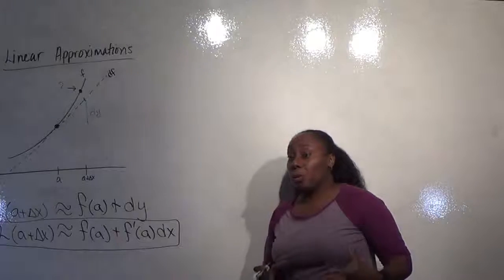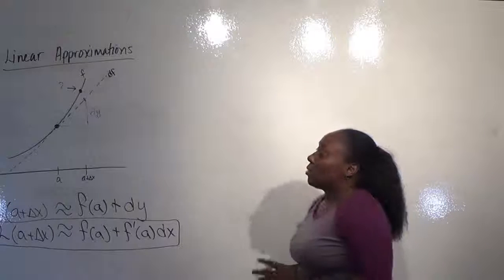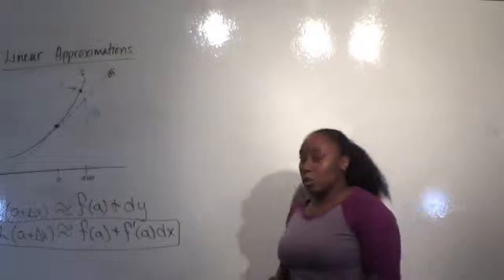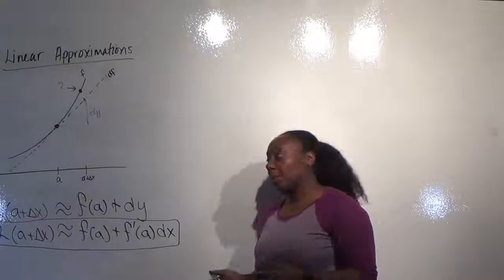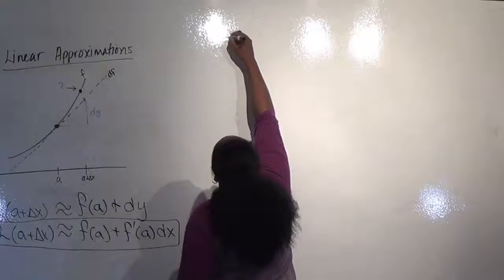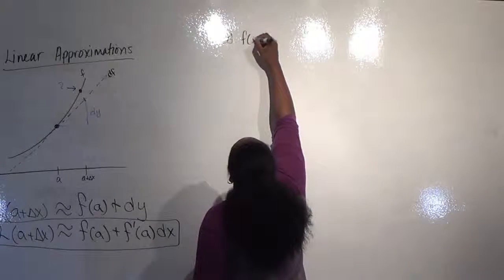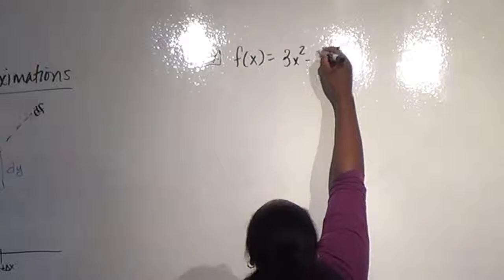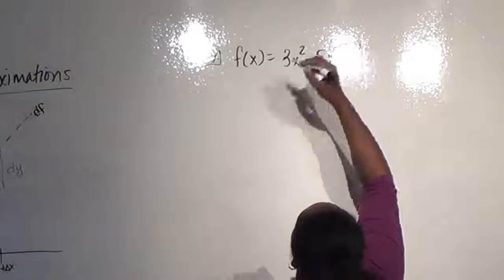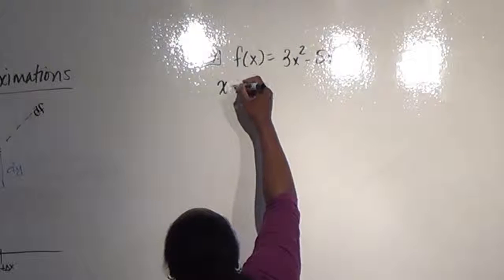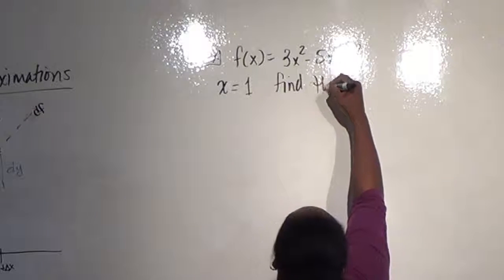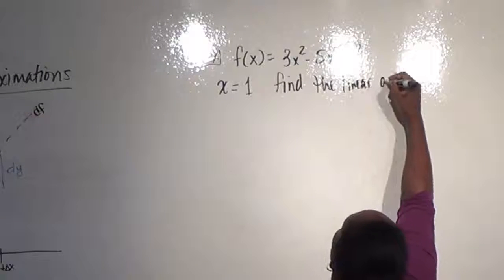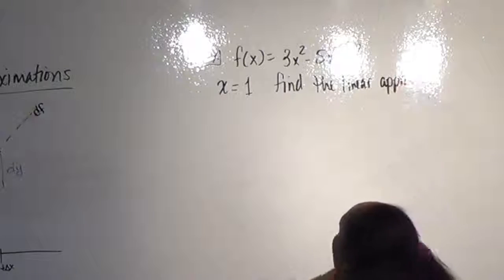Okay. You're going to see your linear approximations written two ways, or given to you two different ways. So in some problems, you're going to be given the function, and you're going to be asked to find a linear approximation at some particular point. Okay. So for example, let's say that f of x is (3x squared minus 5x plus 2) over x, and we want x to equal, we'll go with 1, find the linear approximation.